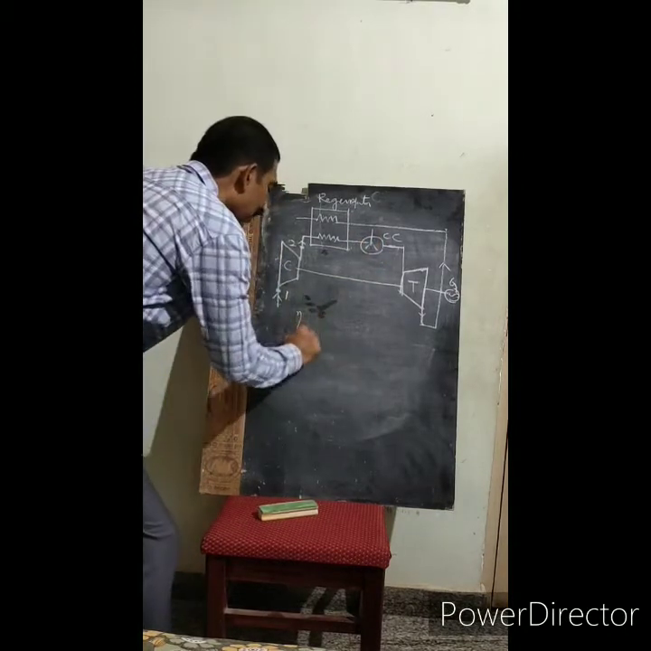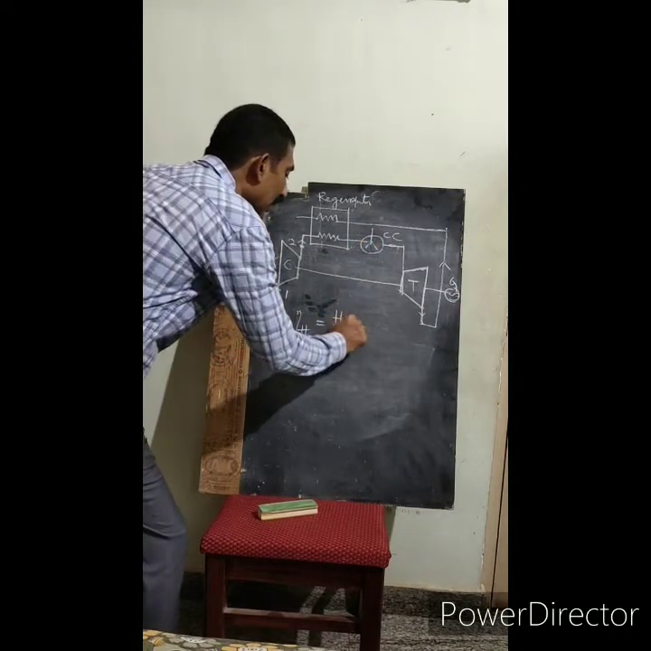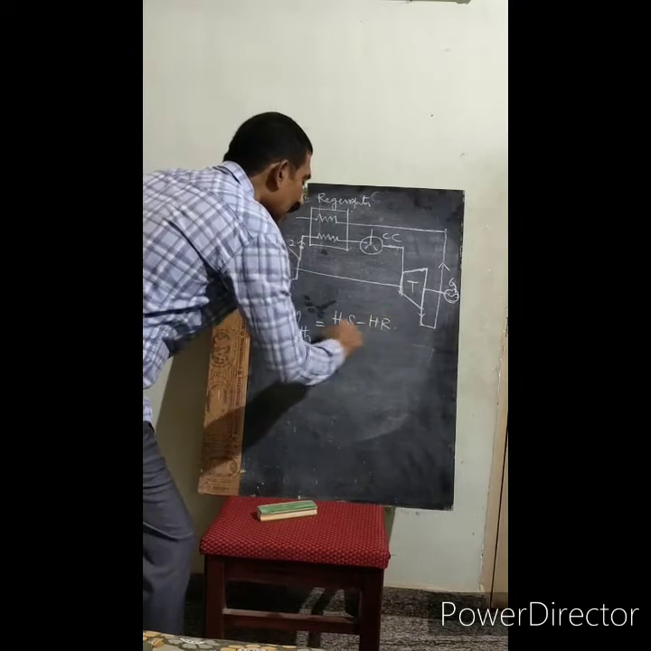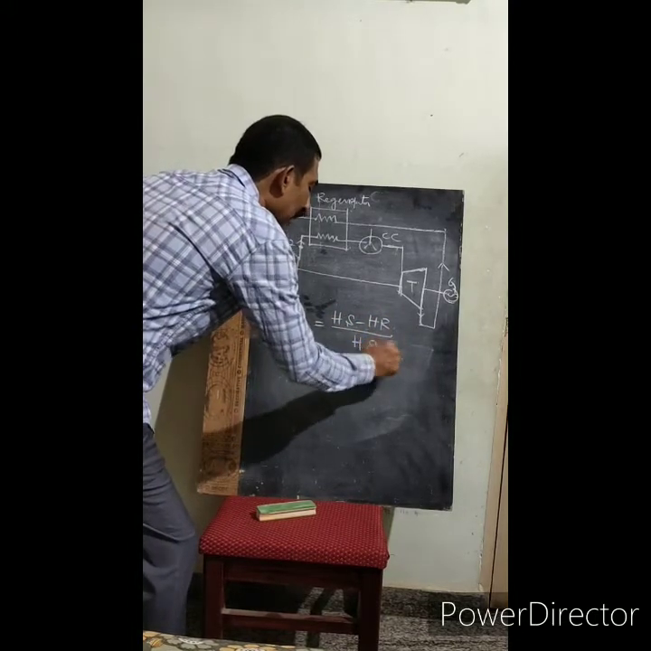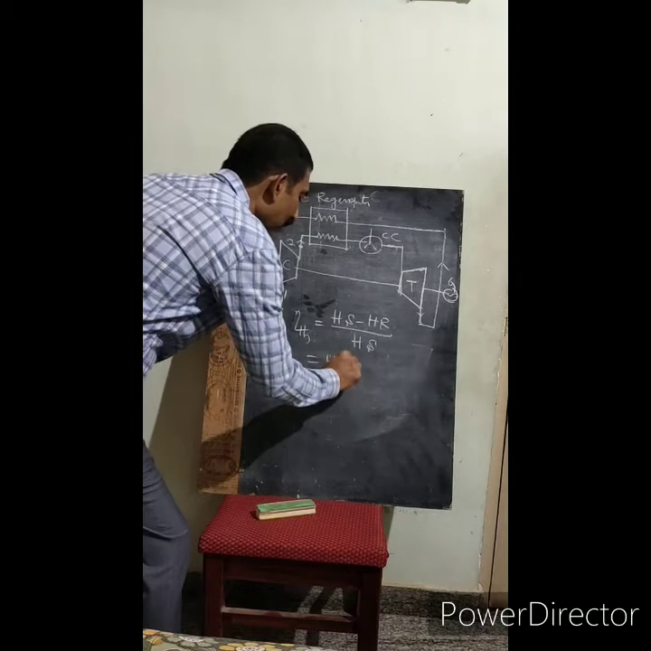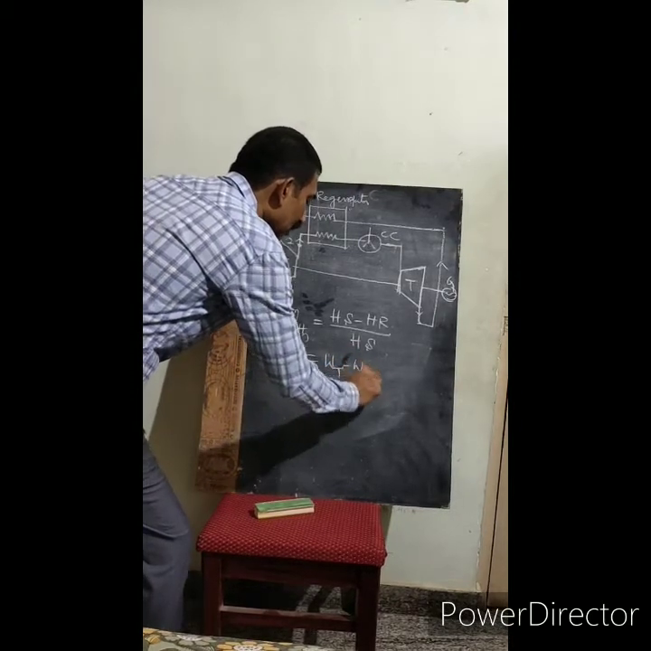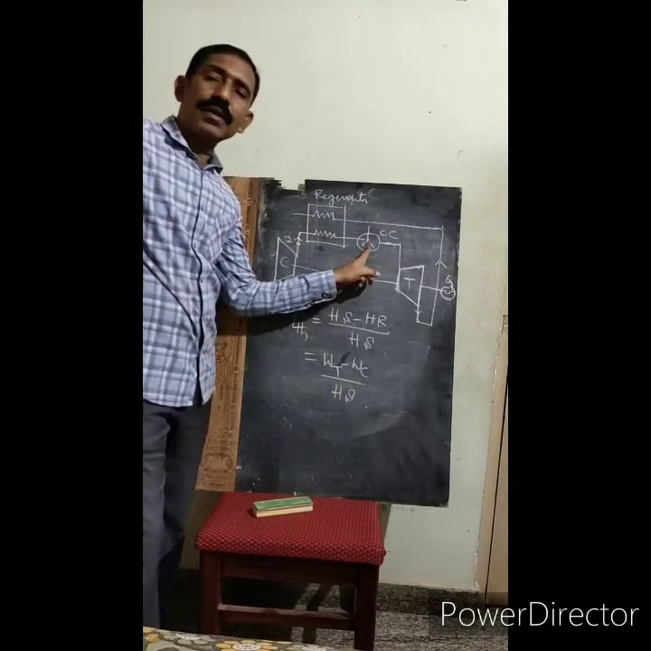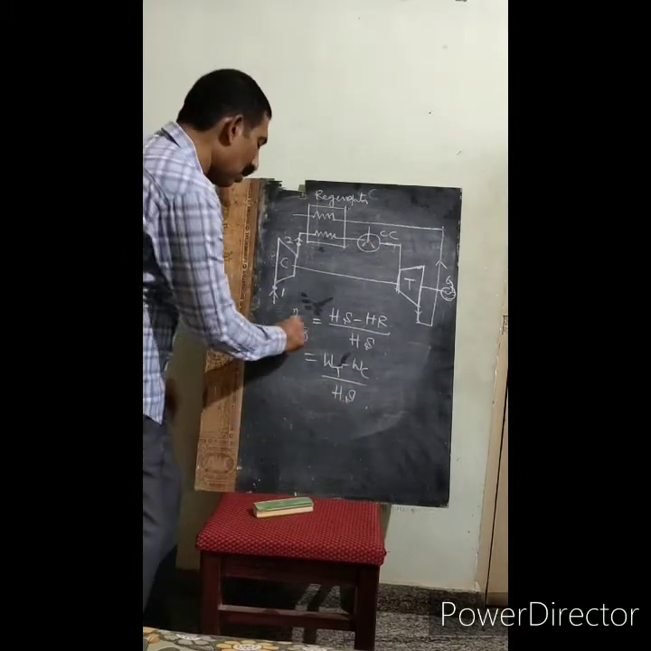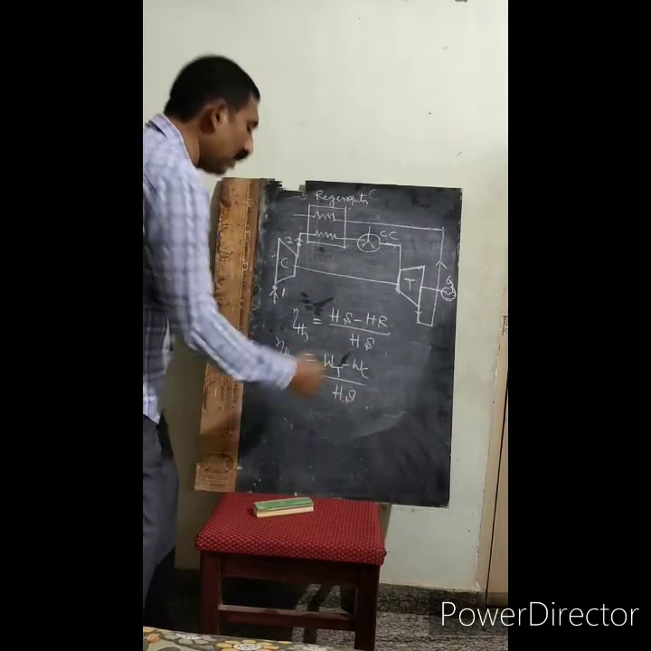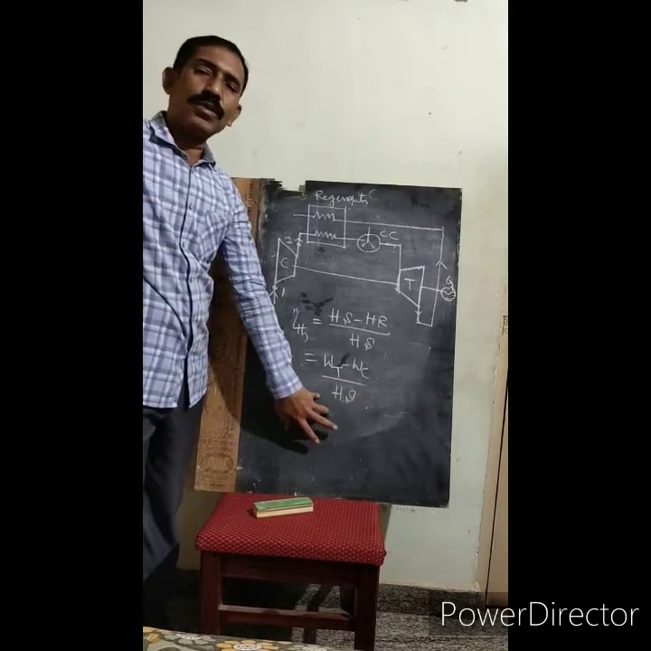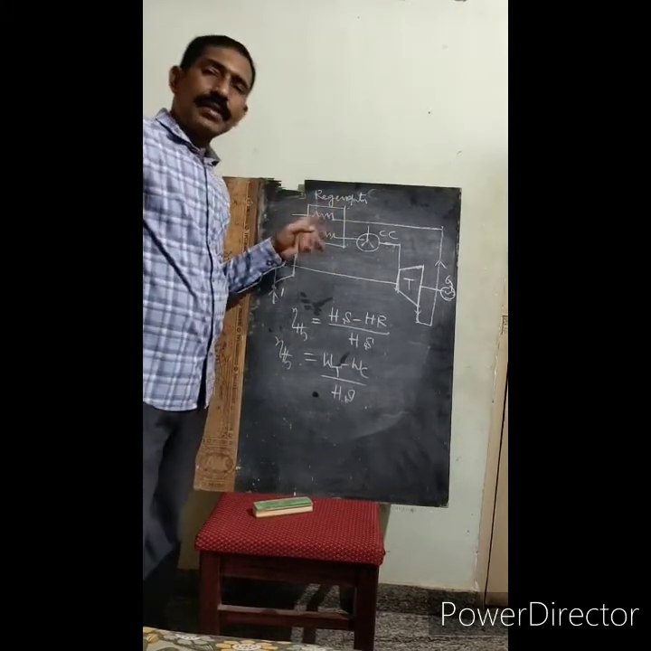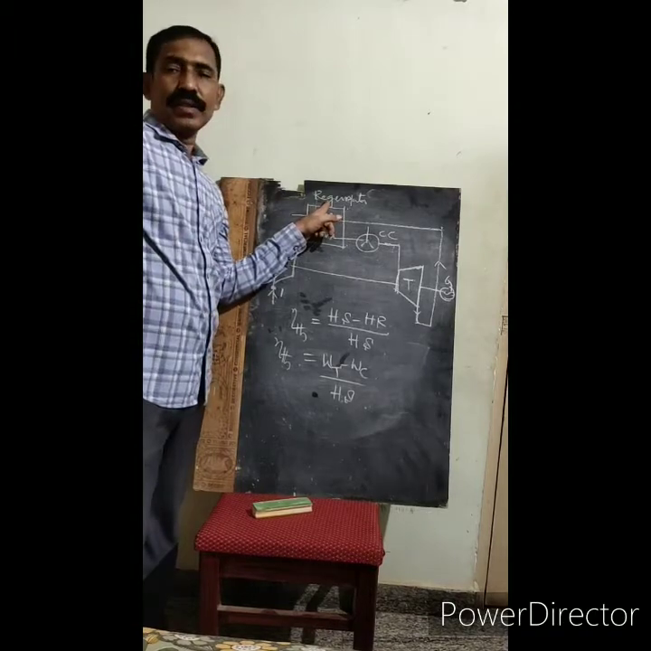We know that thermal efficiency is equal to heat supplied minus heat rejected divided by heat supplied, or turbine work minus compressor work divided by heat supplied. If the amount of heat supplied in the combustion chamber is reduced, automatically the thermal efficiency will be increased. This is about the simple Brayton cycle with the regenerator.